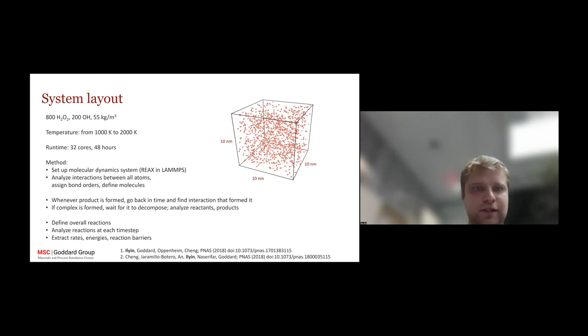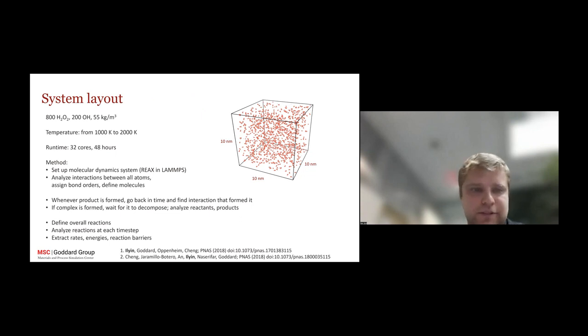So this system had 1,000 molecules in it at a density of 55 kilograms per meter cubed. So this is quite a bit higher than dilute gas phase reactions. We looked at a temperature range from 1,000 to 2,000 Kelvin, where the reaction would happen readily and quickly.